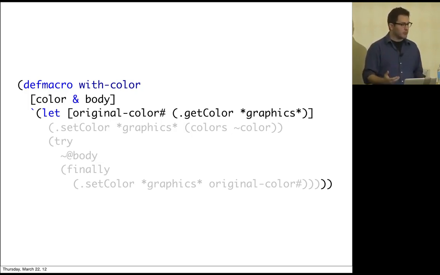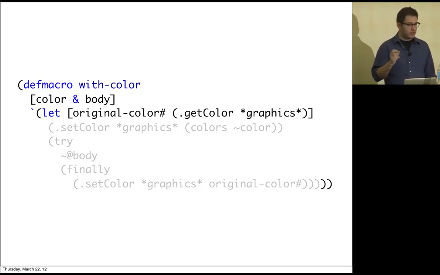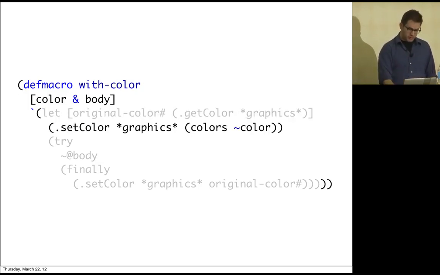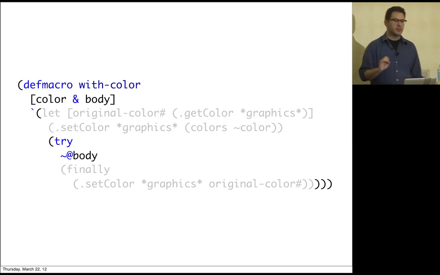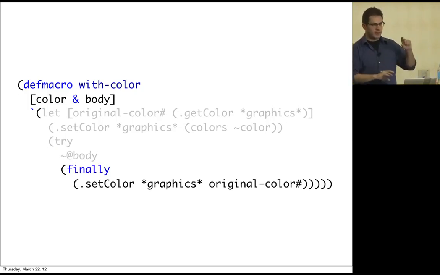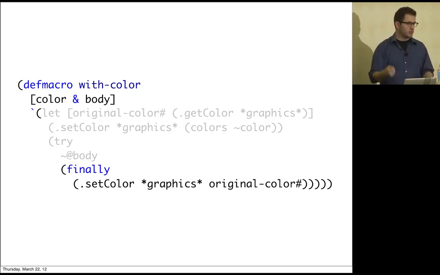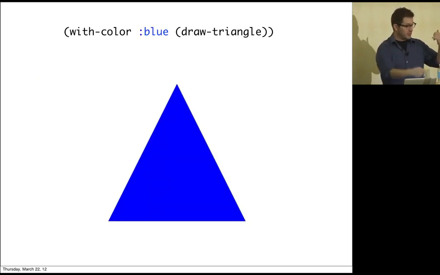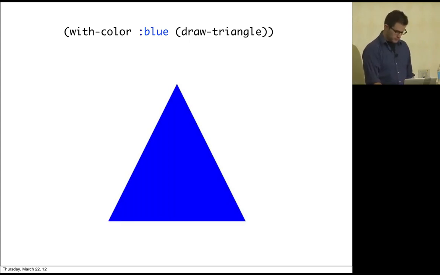And so to do this, we write a macro. And first, we get the current color on the graphics object. Then we set it to whatever our new color is. We evaluate the body. And then within the finally clause, we set it back to whatever it was. And this try finally structure is because if an exception is thrown, we're still going to set it back to whatever it is. This is a really common thing that you'll see within a lot of macros. You typically want to make sure that you do something and then you definitely undo it. So we can do this. We can now draw a blue triangle. We're really going places.